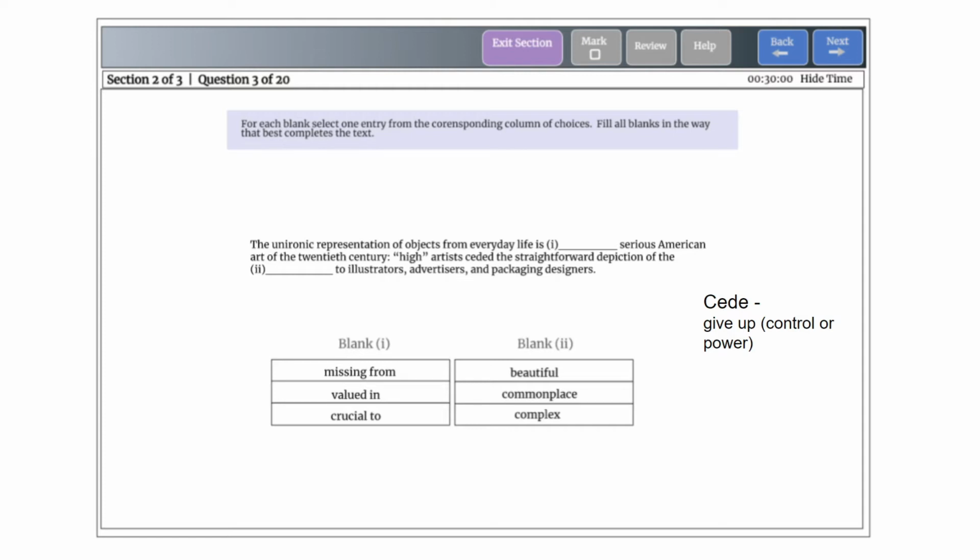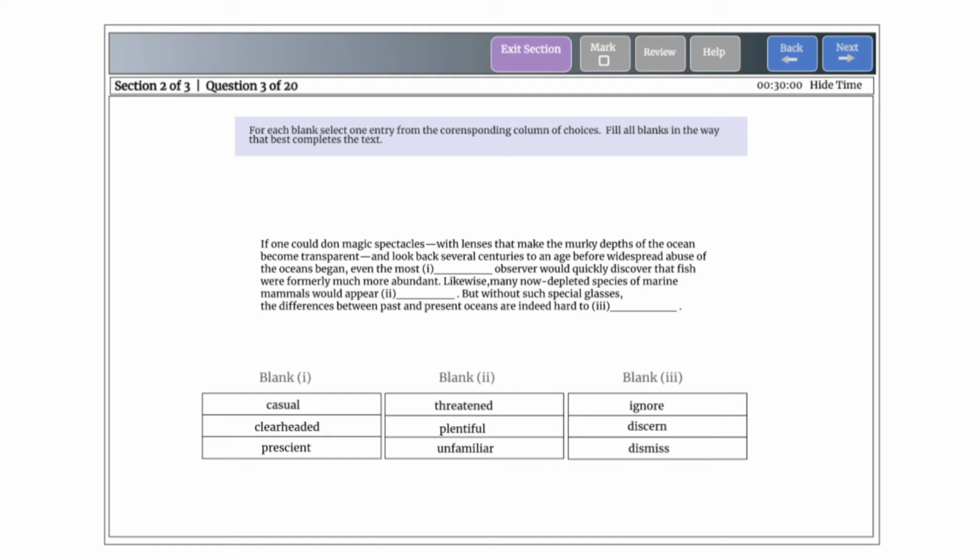So looking down at our options, we can see for blank one, we have missing from, valued in, crucial to. So if you were sort of thinking it might be valued in, it might be crucial to, and you couldn't really make up your mind, it might have been that you weren't paying enough attention to the second half of the sentence. Because if you just take that first half of the sentence, all three of those options read just fine. It's really about taking into account this word cede, right? So the first one is definitely missing from. We want to match that idea of ceding something. And then in the second half, we want to match the idea of what is being ceded, the representations of objects from everyday life, which is commonplace stuff.